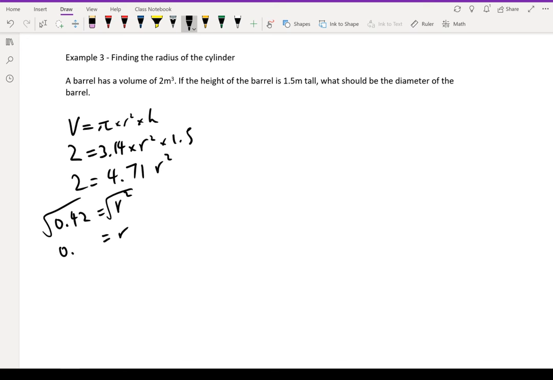0.65 meters. So the radius is equal to 0.65 meters, which means that the diameter is, multiply that by 2, 0.65 times 2 will give you 1.3 meters. We have a diameter of 1.3 meters. So we're able to find the radius when we're given the volume and also the height.